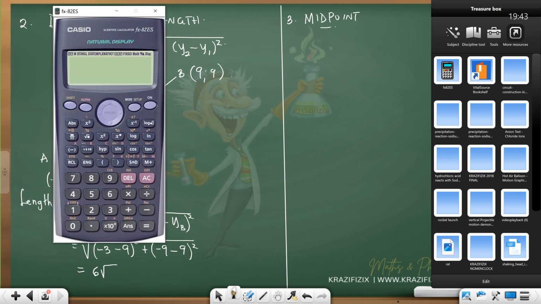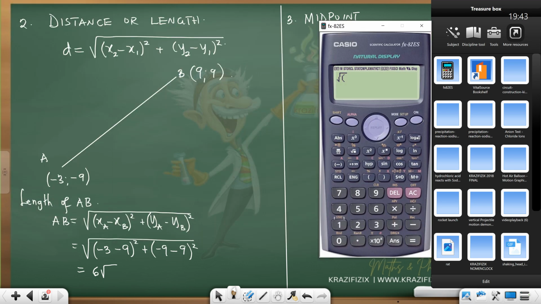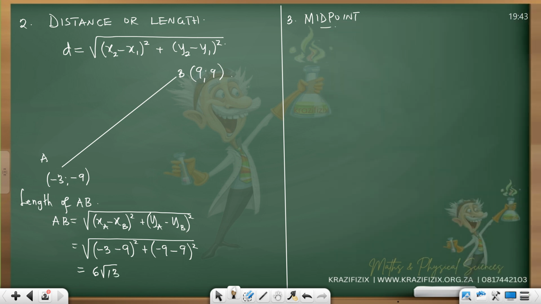Let's confirm together. So you mustn't forget the squares. That is 12 squared plus 18 squared. 6 root 13. Well, okay, you can leave it like that, except the examiner wants you to put it as decimals, and we must know how to round off. 21,63. Thank you, guys. All right, done. 2 more things for the night.